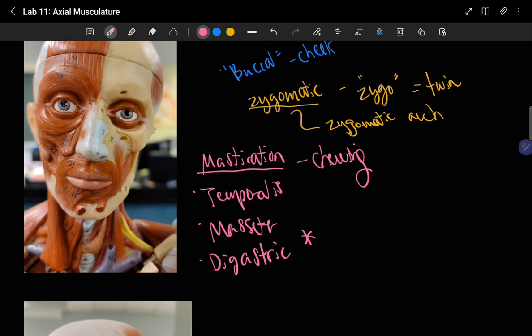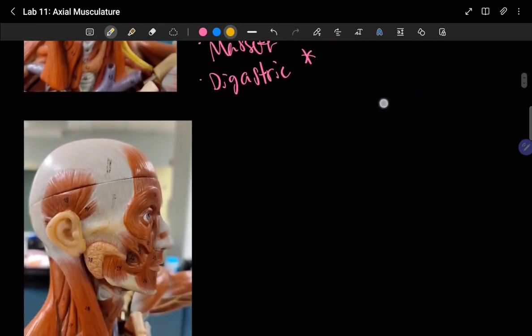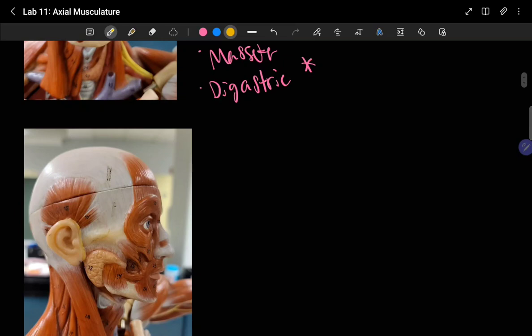So temporalis, let's think about what bone it might be associated with. We see temporal, so hopefully you're thinking temporal bone. If we scroll down here and look at a lateral view of the skull, we want to find that temporal region. So temporal bone is roughly in this area. We do see this nice fan-shaped muscle here, right above our ear. That's going to be our temporalis. So you can find your temporal bone first, orient yourself, and then the only muscle we see here is going to be that temporalis.